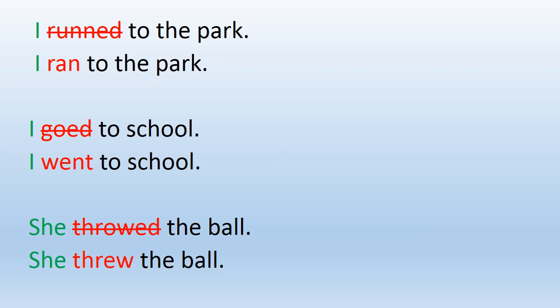So sometimes we've got to be careful with these past tense verbs. They're not always just ed at the end of it. It's if that verb needs to change. But you can hear again for all of these, I ran to the park, I went to school, she threw the ball, means that they've all happened previously. So we are still writing in that past tense.